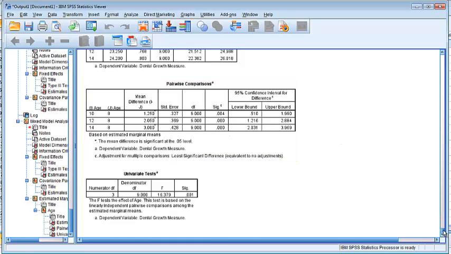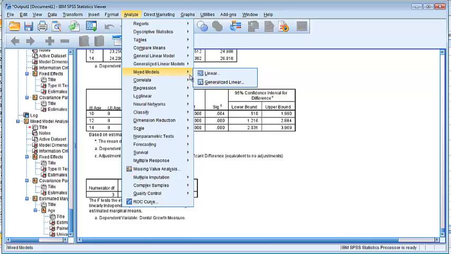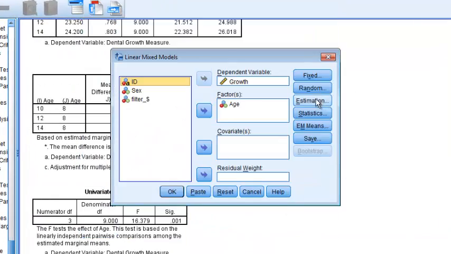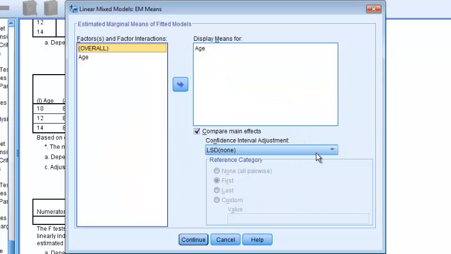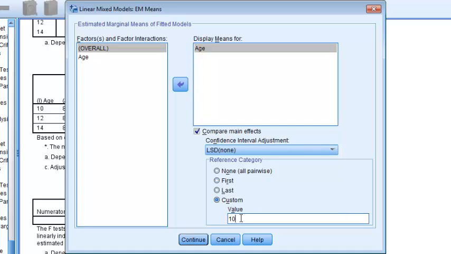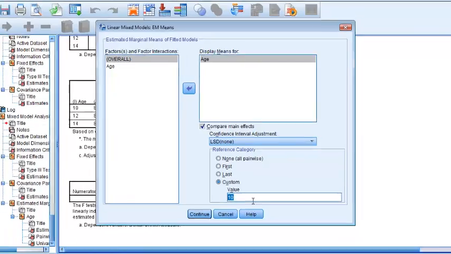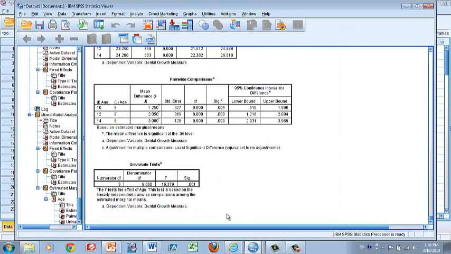In fact, it's unlike a one-way ANOVA. SPSS is only giving you comparison to reference category. So if you want to compare 10 and 12, 12 and 14, you actually have to repeat this analysis by changing reference category. So if you want to change your reference category to age 10, you go back to EM means, and then highlight age, and then you click on custom and change value to 10. And if you want to compare between 12 to 14, you change this value to either 12 or 14. Okay, so you can basically get all pairwise comparison.